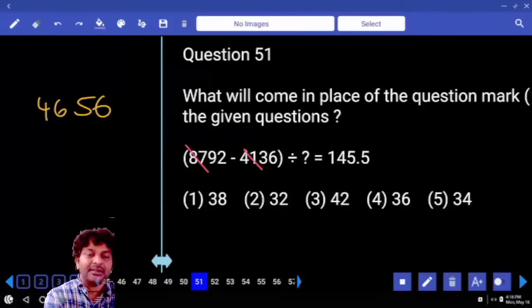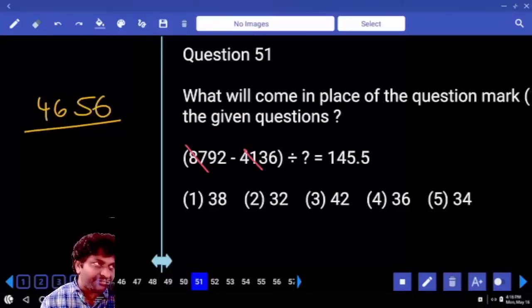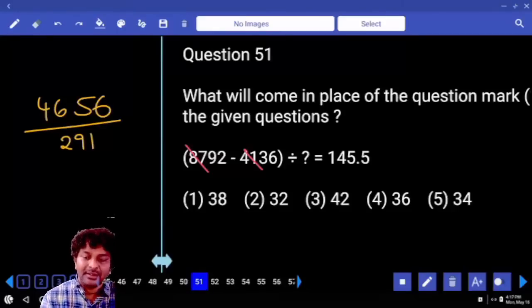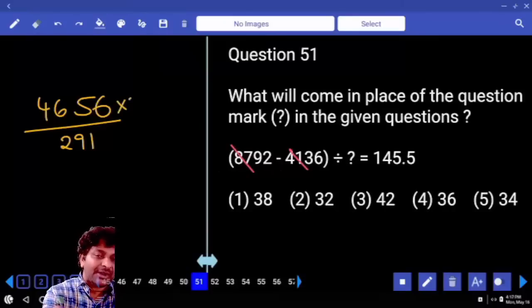So 1 by x is equal to 145.5. Then x is equal to, in the denominator you are supposed to write 145.5. I don't want to use a decimal. So can I write 145.5 as 291 by 2? 291 by 2. Can I do that? The 2 in the denominator comes to the numerator. Okay? Yes or no?